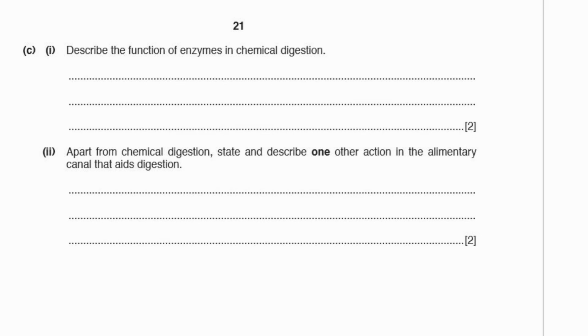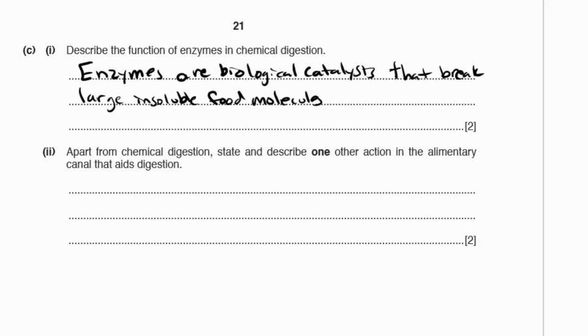Okay, part C, 1. Describe the function of enzymes in chemical digestion. An enzyme is a biological catalyst that breaks large, insoluble food molecules into smaller, soluble molecules. Okay, so enzymes are biological catalysts that break large, insoluble food molecules into smaller, soluble molecules. Okay, that's an important definition you definitely have to know, because I've seen it many times.